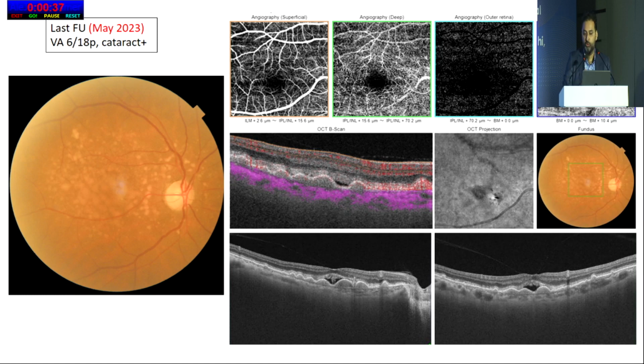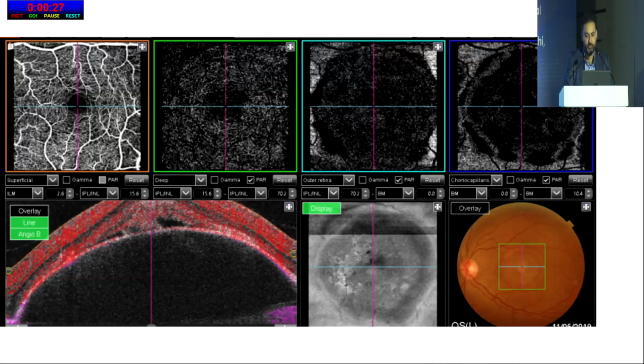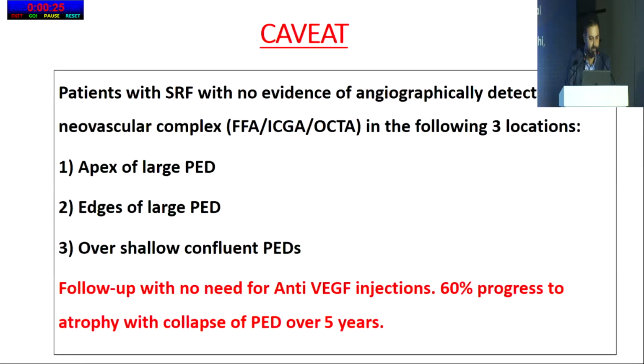with no progression, no intraretinal fluid, no reduction in vision, no evidence of a membrane on FA, ICG, or OCTA. This is what the patient had, and that's why we observed this patient. So I'm going to come to the caveat of this, because I think that'll be my time. The caveat with this category of patients is where you have fluid, and I'm just talking about subretinal fluid, not subretinal with intraretinal, but there is no angiographically detectable neovascular membrane on FA, ICG, or OCTA.